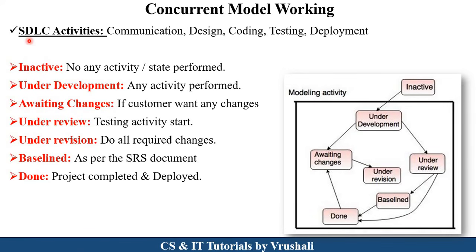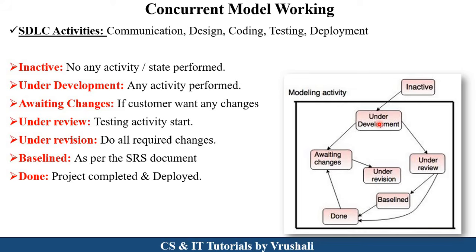Now see here. Every software development lifecycle has these five activities compulsorily. The first one is communication, that is the requirement gathering and planning phase, then design, then coding, then testing, and lastly deployment. Right? Now see here in this diagram, this is the structure of the concurrent model. The first state is the inactive state. Inactive state means currently no activity has been performed. Currently communication has not yet started. This is the inactive state.